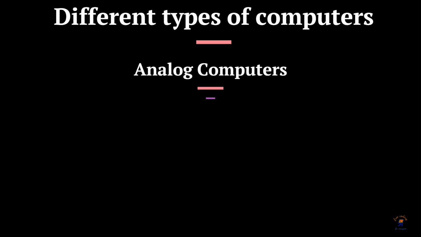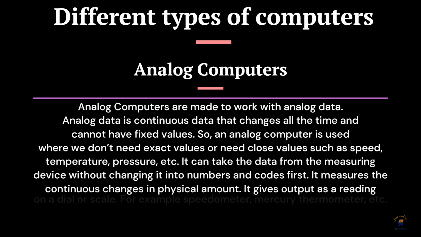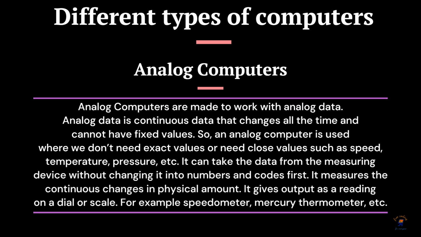Analog computers. Analog computers are made to work with analog data. Analog data is continuous data that changes all the time and cannot have fixed values. So, an analog computer is used where we don't need exact values or need close values such as speed, temperature, pressure, etc. It can take the data from the measuring device without changing it into numbers and codes first. It measures the continuous changes in physical amount. It gives output as a reading on a dial or scale. For example, speedometer, mercury thermometer, etc.